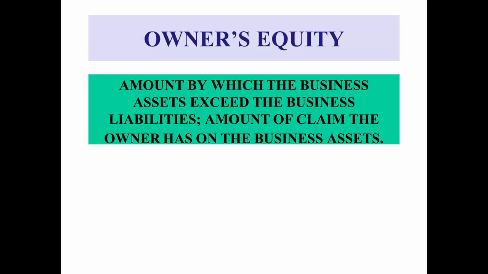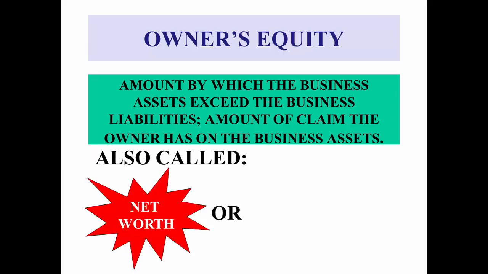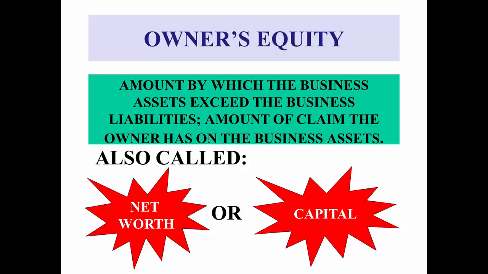But the owner's equity section is all about the amount which the business assets exceed the business liabilities, the amount of claim the owner has on the business assets. So the owner puts money into the business. The owner has a claim to be able to take that money out of the business. Now the business has to first pay off any creditors, and whatever is left over is there for the owner. This leftover is also called net worth or capital.